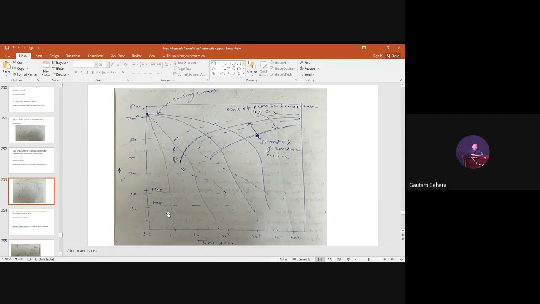Basically, in pearlitic transformation, it will be delayed. Why? Because pearlitic transformation involves diffusion of carbon atoms and iron atoms. And if other alloying elements are also present, they all will diffuse, right? But in case of bainitic transformation, only carbon atoms will diffuse, and that is only during the nucleation stage. So more effect will be on the pearlitic transformation. So pearlitic transformation will be more delayed.